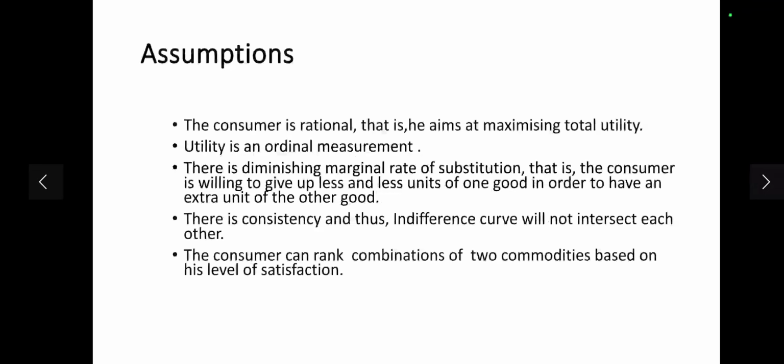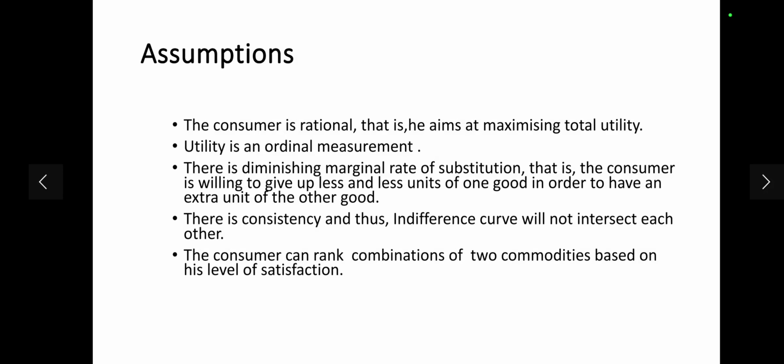The individual consumer is assumed to be rational, that is, he aims at maximizing satisfaction. The utility is an ordinal measurement. What we mean by ordinal measurement, we compare it to marginal utility theory. Marginal utility theory says that utility is a cardinal measurement, that is, we can give value to utility. In this theory of indifference curve, we do not have to give value. We just have to say whether the consumer is going to have a higher level of satisfaction or a lower level of satisfaction.